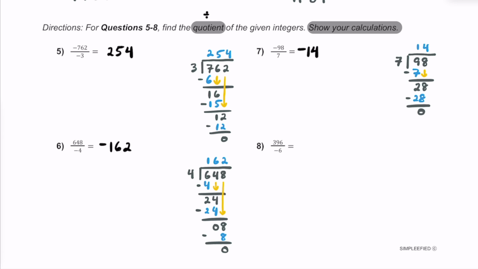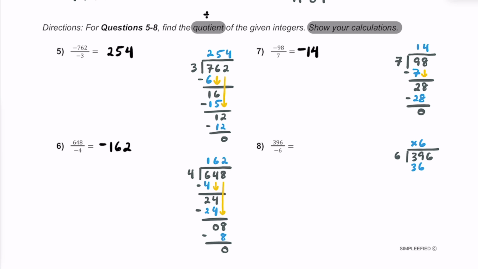All right, one more quotient problem over here. For number 8, looks like we have 396. Take the absolute value of that, which is just 396. And then we have negative 6, but we'll take the absolute value for now. So that's just going to be 6. And let's just use our standard algorithm as we normally do. So 6 won't fit into 3, but 6 will fit into 39 6 times. So 6 times 6 is 36.